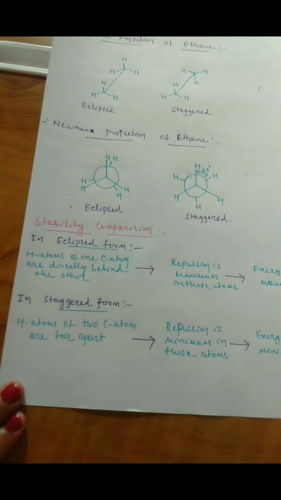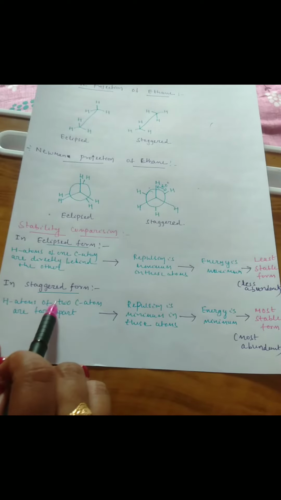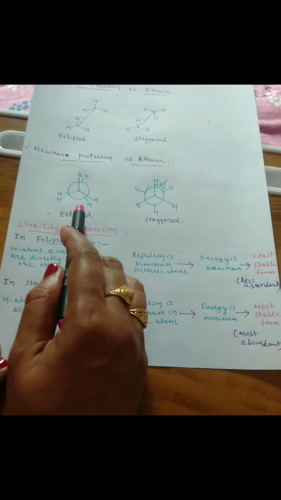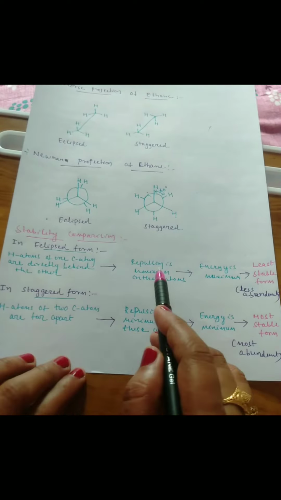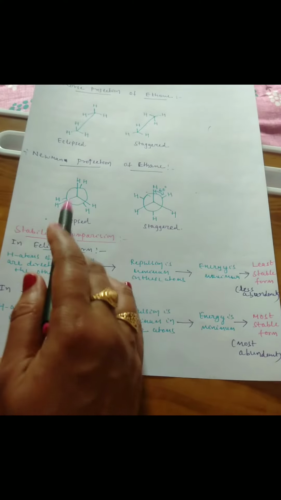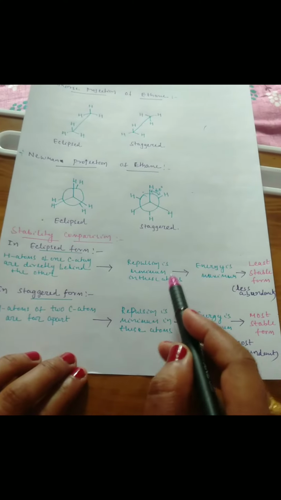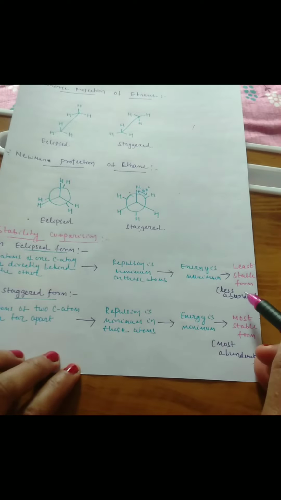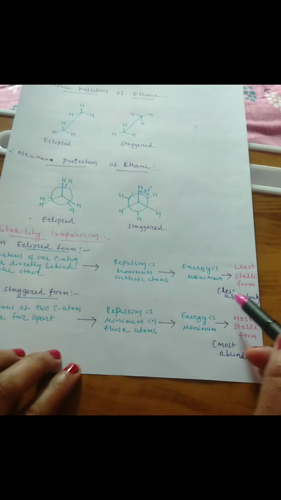Now, the comparison of stability between the eclipsed form and the staggered form. In the eclipsed form, the hydrogen atoms of one carbon atom are directly behind those of the other. Due to this, the repulsion is maximum because the atoms are near to each other, so the energy is also maximum, and it is the least stable form. Higher the energy, lesser the stability.